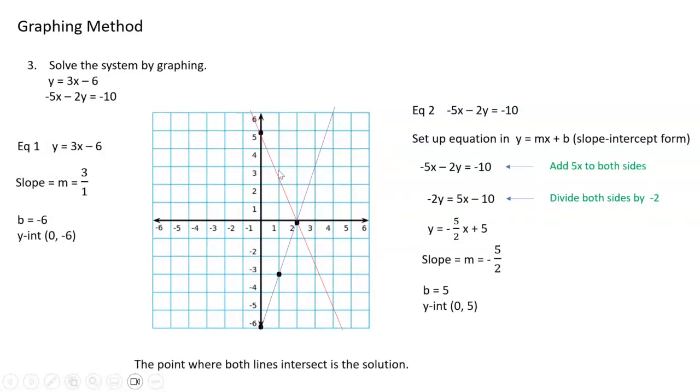So the solution is where both lines intersect. So the answer is 2, 0. That's my solution. And again, when you have a solution, it's called a consistent independent system. So that's how you graph.